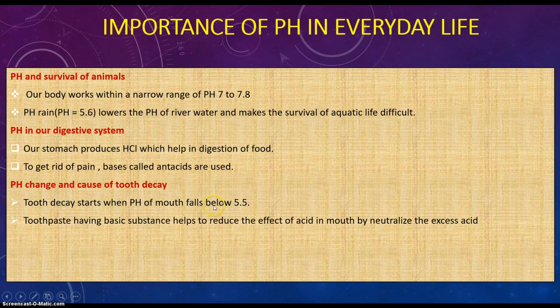So in that case, what we should do is use toothpaste in a proper manner, right? Toothpaste contains basic substances that neutralize the excess acid that is produced in your mouth and can cause tooth decay. So toothpaste reacts with those acidic substances and neutralizes the excess acid in your mouth. Okay, so these are some applications, or importance, of pH in our everyday life.